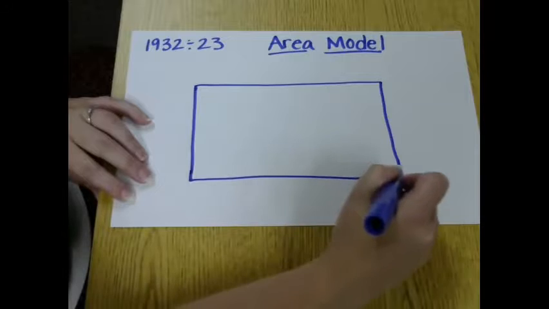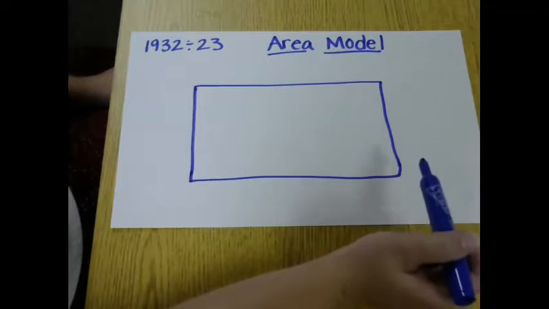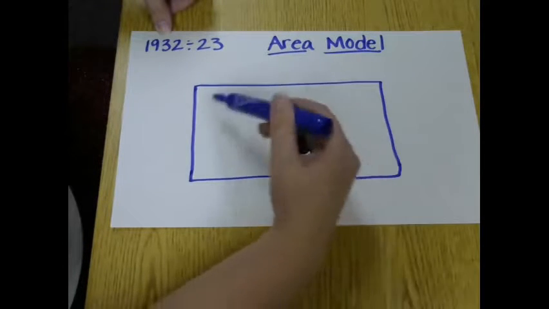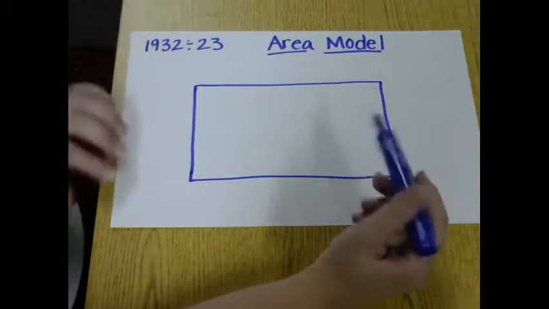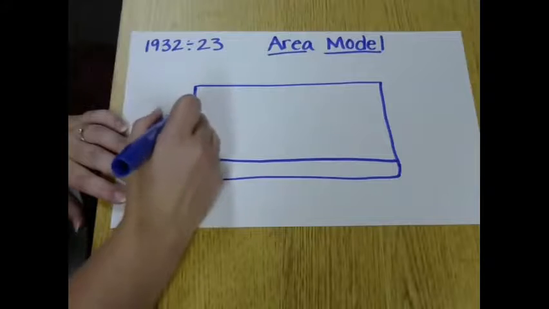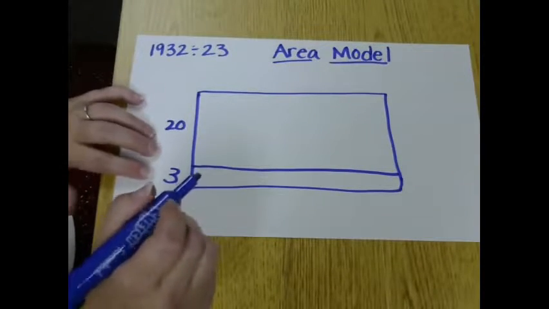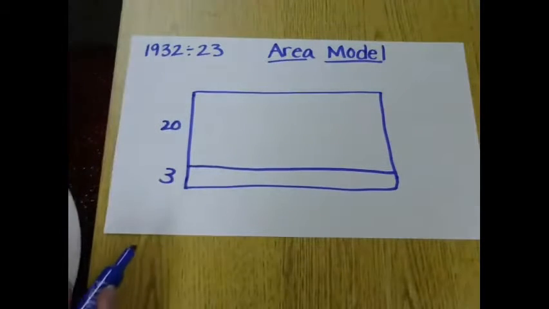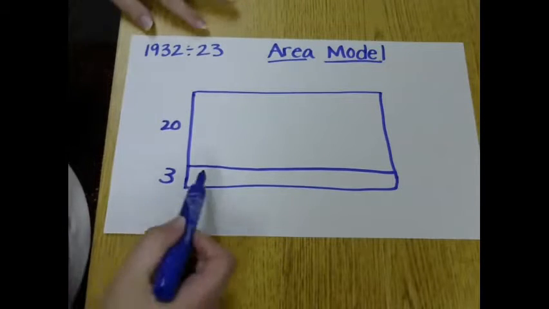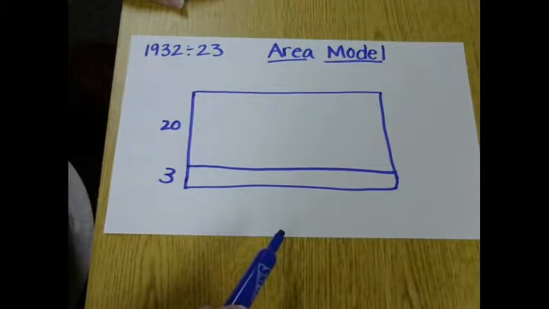within this rectangle. It can be any size rectangle. I do at least try to make it somewhat appropriate that if the inside is represented by 1932, then I'm going to have over here off to the side 23, because I'm trying to find out how many groups of this 23 I need to fill in the entire 1932. So my 1932 is the inside of my entire rectangle. That's how much it needs to equal.